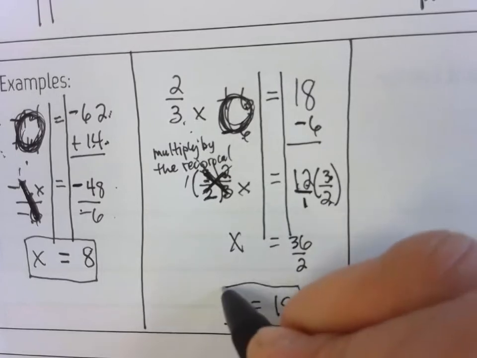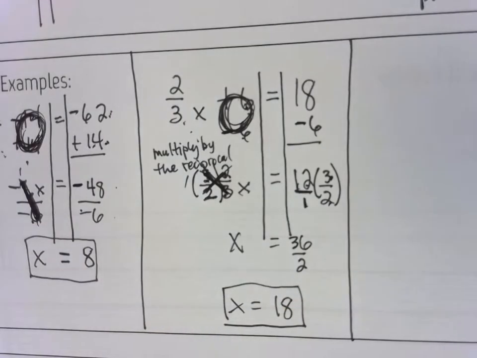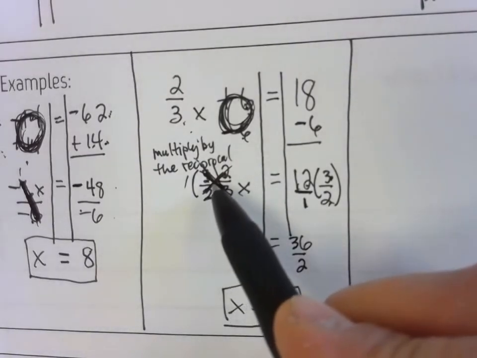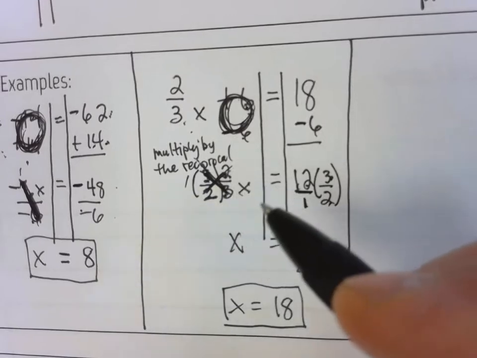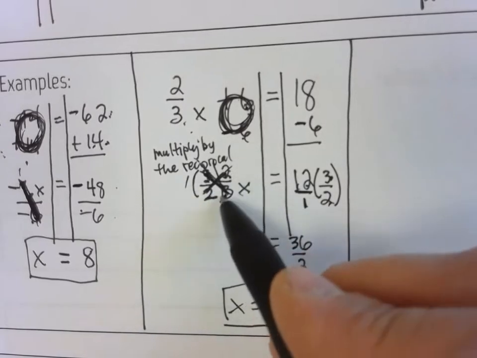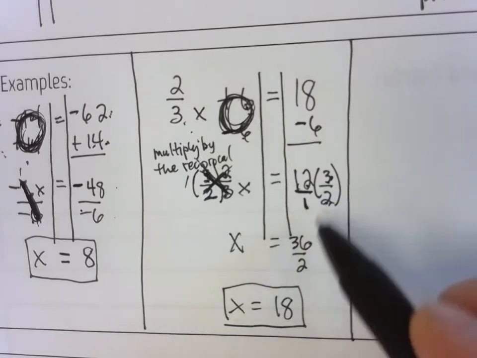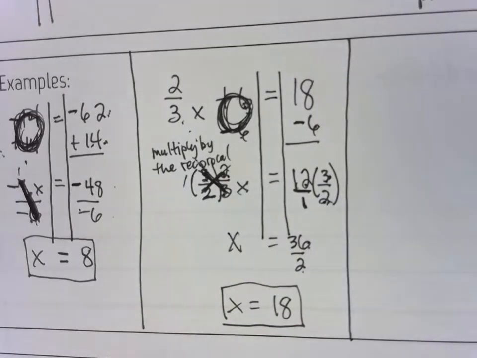So now I have accomplished the goal. I've canceled out everything by using inverse operations, and I've got the variable by itself. And I now know that x equals 18. The key to the whole thing is this part right here, though. You've got to make sure you multiply by the reciprocal. So just take that fraction, flip it over, and that, of course, cancels out over here. 12 times 3 was 36. 1 times 2 is 2. And then 36 divided by 2 is 18.